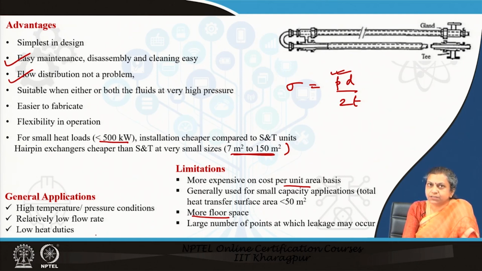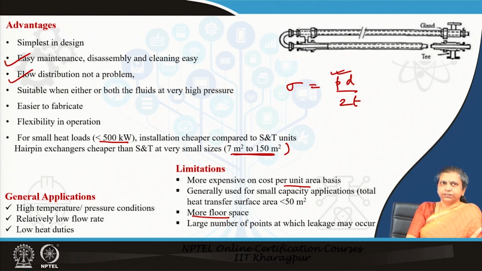The limitations are, naturally, it is more expensive on a cost per unit basis, and the other thing is it is economic only for small capacity applications when the heat transfer area is less than 50 to 65 square meters. Also remember that the other limitation is that there are several points at which leakages may occur, since there are quite a number of fittings. There is a union here which is connected to the pipe, and here also there are some connections. So, since there is a large number of connections, there are several points at which leakages may occur. In fact, in order to prevent leakages, gland sealings are provided so that the leakages can be avoided.